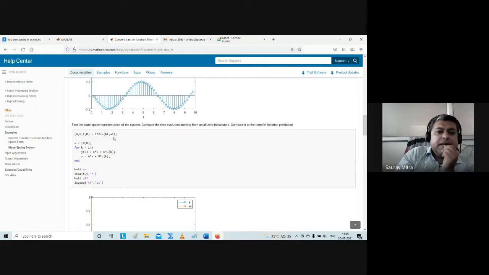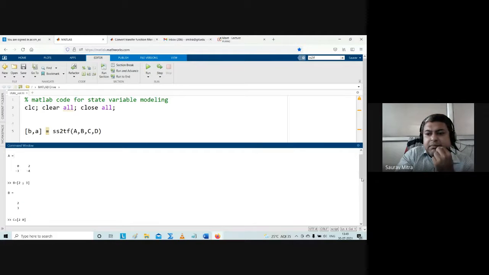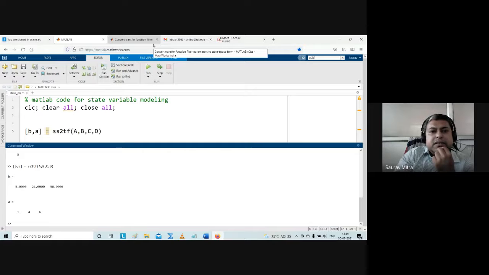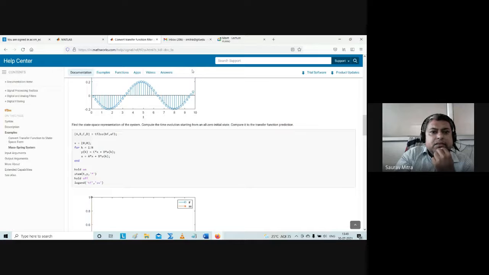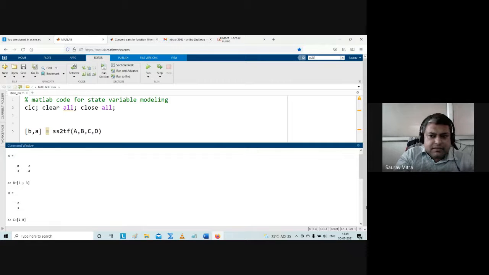So in this case, B and A are given. B and A are two arrays that you have to define, as we have found in the previous case. So in MATLAB, you are finding B and A as two arrays. Exactly the same way you define what is B, what is A, and then from there you find the transfer function from B and A. So let us just give it a try.